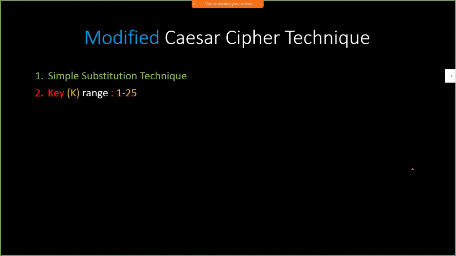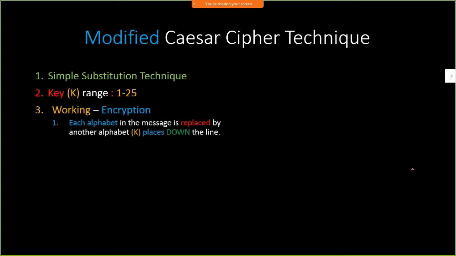In this substitution technique, there is a key in the range 1 to 25, which is called modified substitution. Each alphabet in the message is replaced by another alphabet which is the key places down the line. That means if the range selected is 1, it shifts down only one place. If the shift is 25, it shifts down to the 25th character of the alphabet.